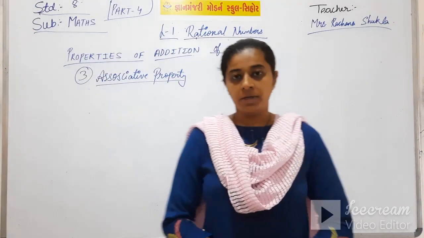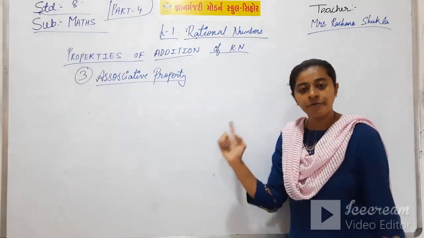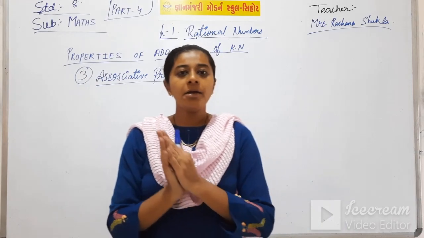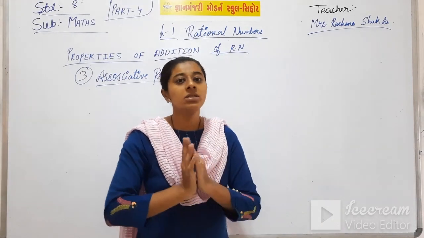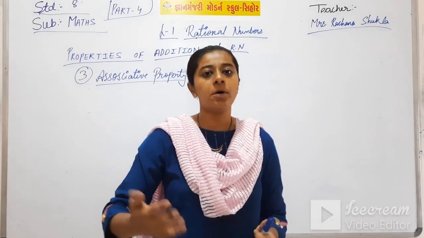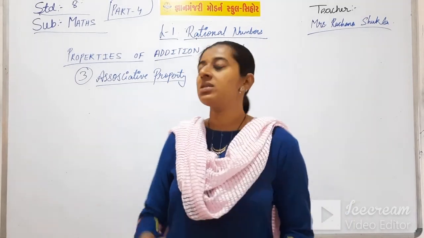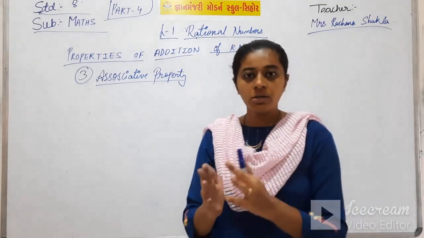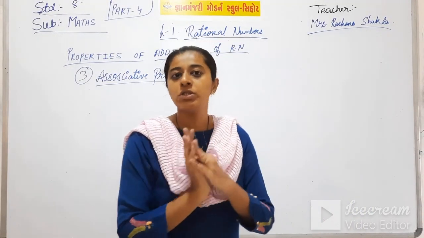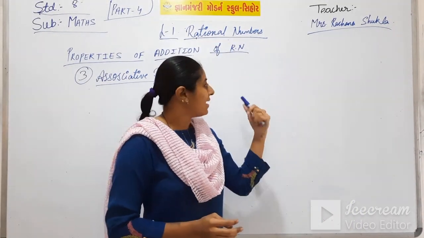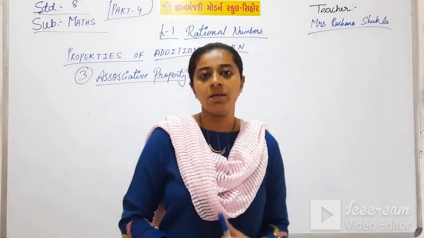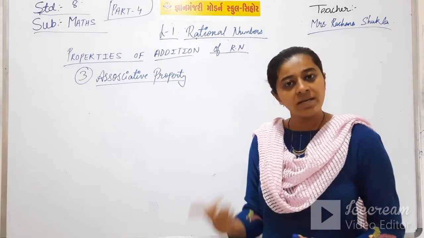The third property, associative property of addition. If you add three rational numbers, the order or the grouping of the numbers does not matter in this case. Like in the commutative property, you will get the same result.